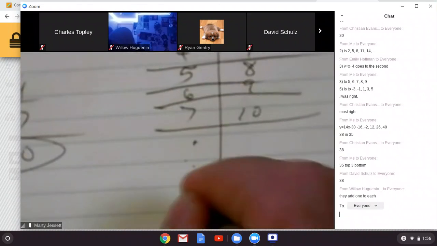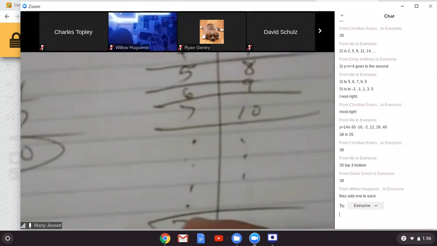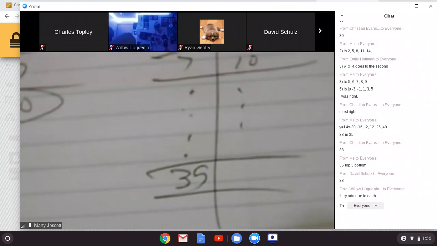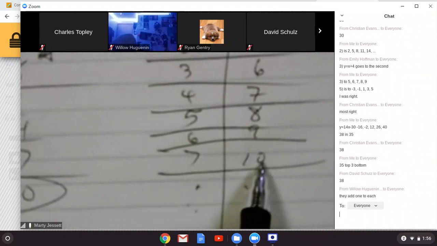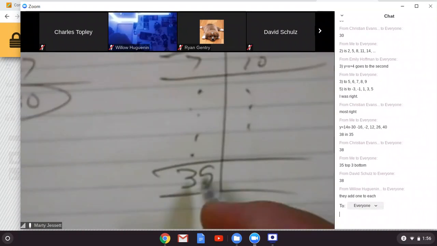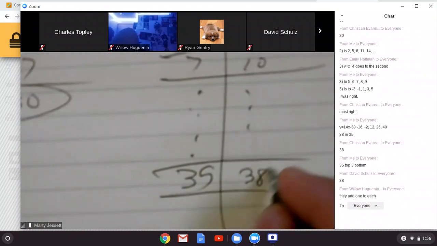So rather than extending this whole table all the way down to 35 like we did on the last one, I'm seeing the connection between the input and the output. We're just adding 3. So 35 plus 3 would be 38.